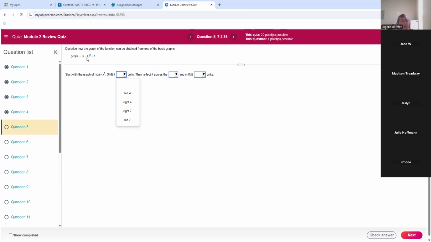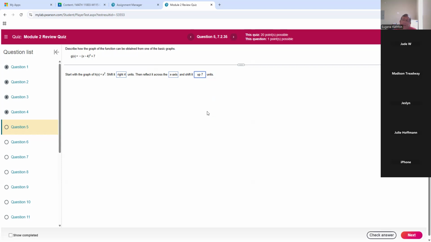Justin, it said right, good job, because remember, if they're being subtracted, you're going to go right 4, so good job. Then reflect it across the, all right, what are we choosing here? X-axis, good job. And then you're going to shift it down 4, up 7, down 7. So what do y'all think on that one? And they're looking at that plus 7 at the end. All right, so it's going to go up 7, good job.